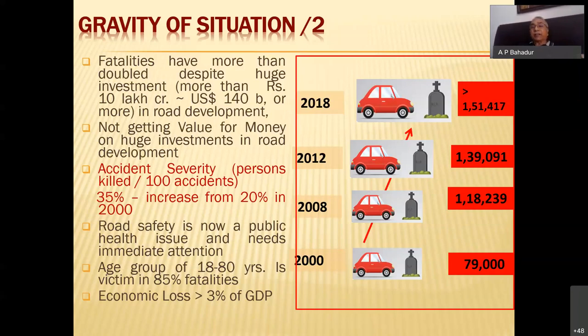Road safety traditionally is considered to be a transportation issue, but we are not treating it as a public health issue. So unless we seriously think in those terms, the situation is unlikely to get better. In economic terms also, we are losing about 3% of GDP every year because of road accidents. But still, we are not prepared to invest even a fraction of that on road safety.